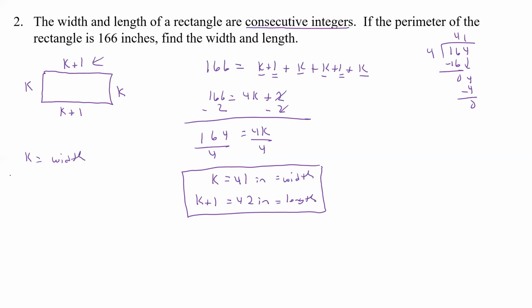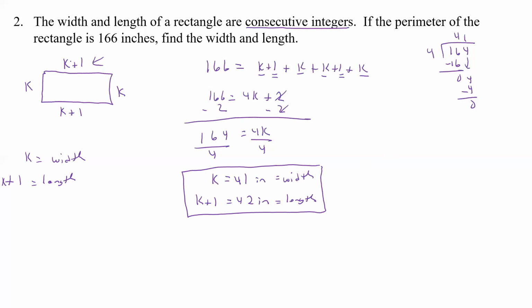We didn't write that down specifically before, so we should probably do that. And that's the length. That's how we're defining it. And they're consecutive integers. Consecutive means one more than that. Now does it check?